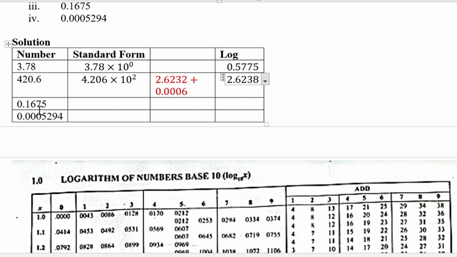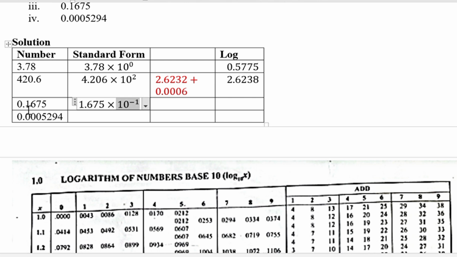The third number is this one, 0.1675. In order for us to write it in standard form, we have to move this decimal from here to here. So the new number will be 1.675 times 10 raised to power -1. Why -1? Because we have skipped one digit when we moved the decimal from here to the new position. So it will be -1 because the movement is in the right direction.